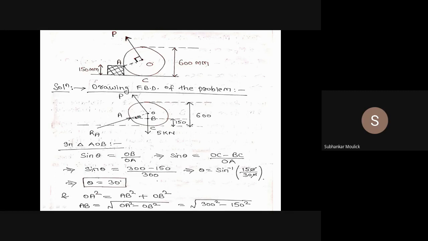What is OA? OA square is nothing but radius square. That is 300 square minus OB. What is OB? From the diagram, can you please tell me the length of OB?